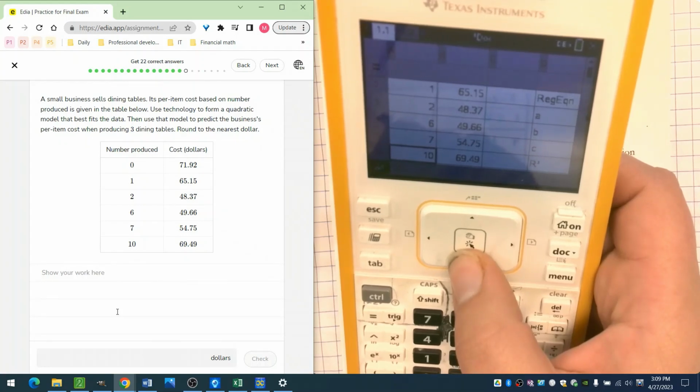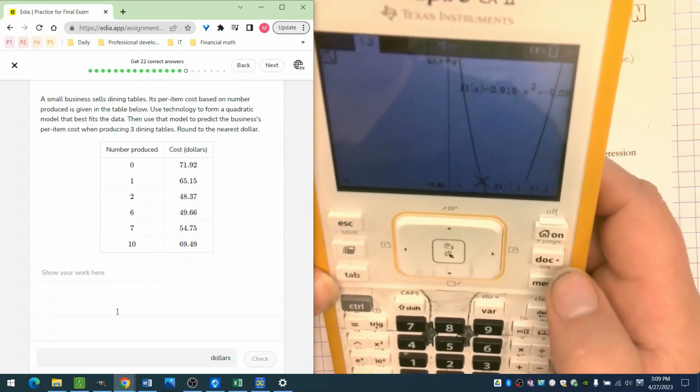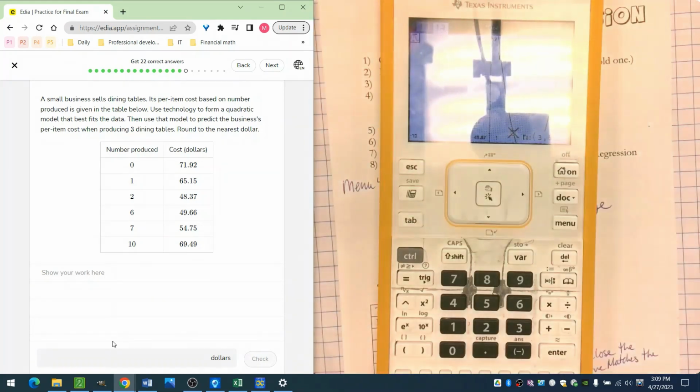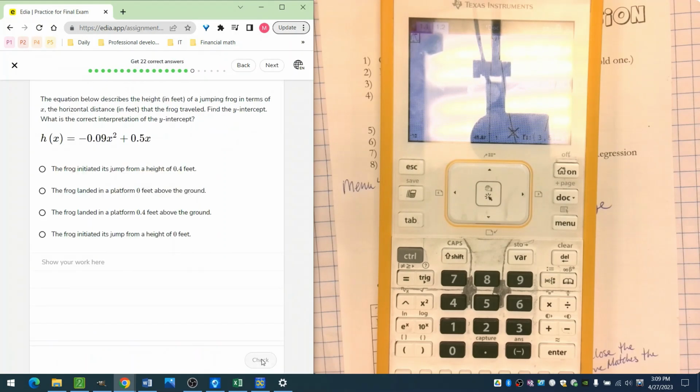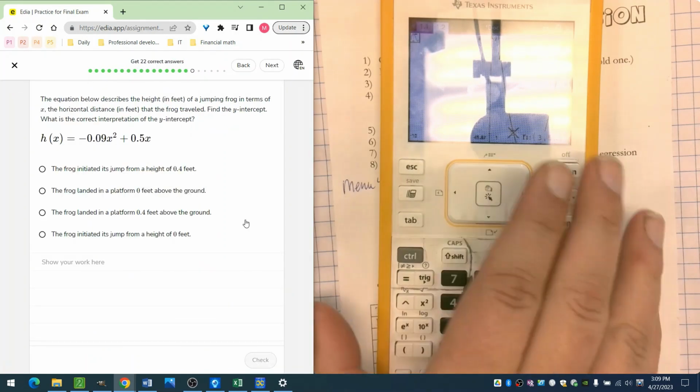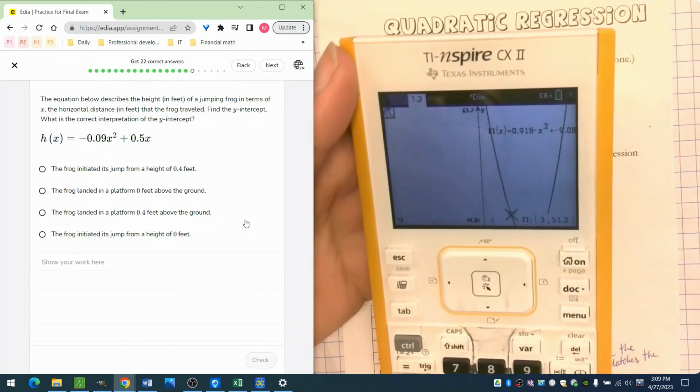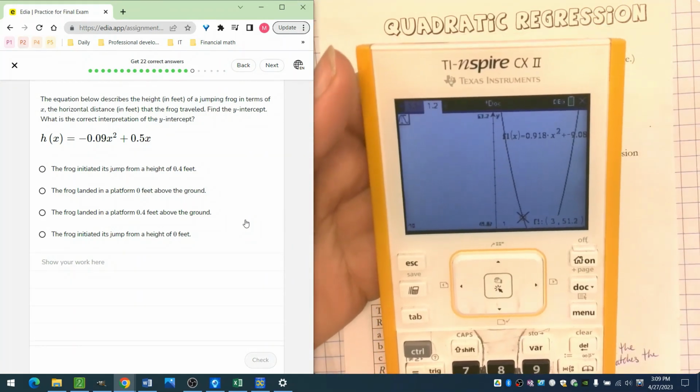Looks right to me. Okay, so let's try 51. Yay, it worked. Okay, so now it's going to give me a situation, and I just have to interpret it.